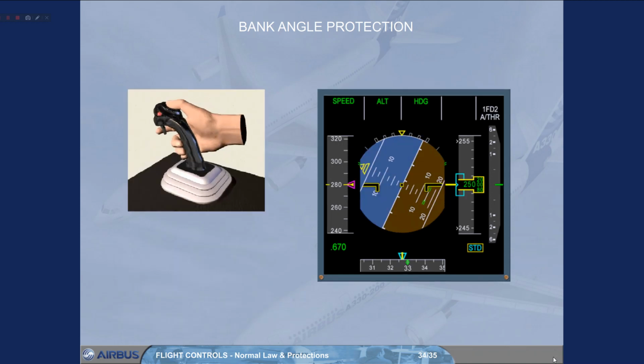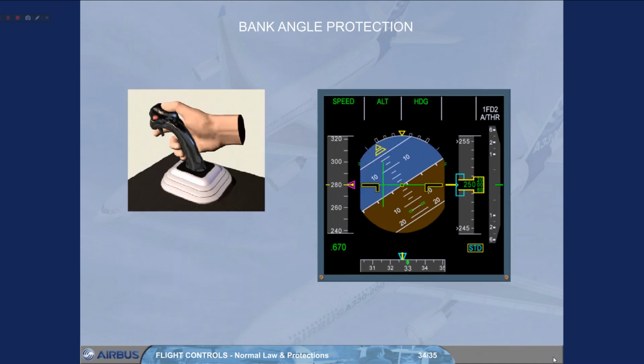If the side stick is released at any time when the bank angle exceeds 33 degrees, the aircraft will return to and maintain 33 degrees bank angle. The flight director will be displayed again on the PFD when the angle of bank reduces to less than 40 degrees. Auto trim is inhibited above 33 degrees.